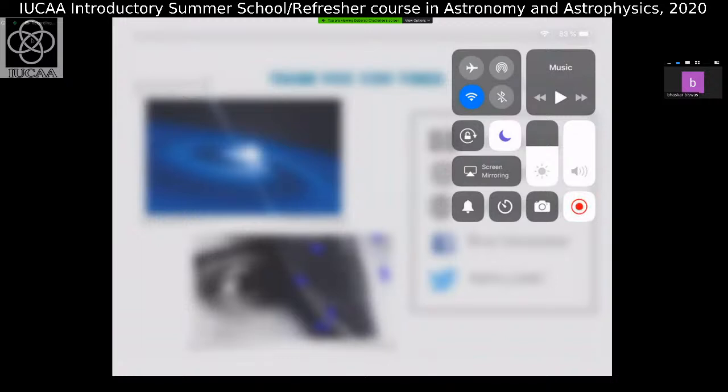Ma'am, my question is with respect to pulsars. What would be the position of rotation-powered pulsars and accretion-powered pulsars in the instability strip in the HR diagram? Would they be placed closely or far away? So I'm not sure I understood the question. Ma'am, should I repeat? So you were asking about what would be the position of rotation-powered pulsars and accretion-powered pulsars in the instability strip in the HR diagram.